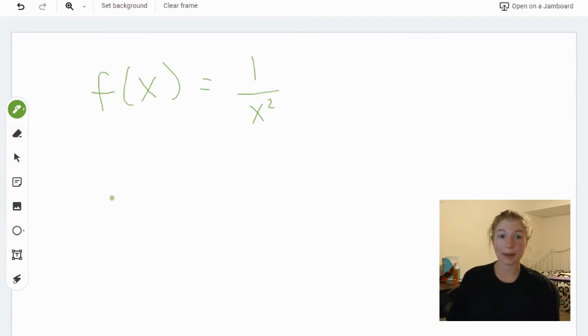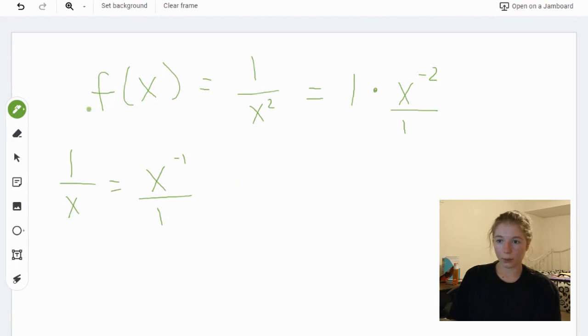And we can do that by making the exponent negative. So this is going to be the same as 1 times x to the power of negative 2 over 1. We just took the reciprocal of that function and made the exponent negative. 1 over x is equal to x to the negative 1 over 1. So 1 over x squared is going to be equal to x to the negative 2 over 1. That's a basic property of exponents.